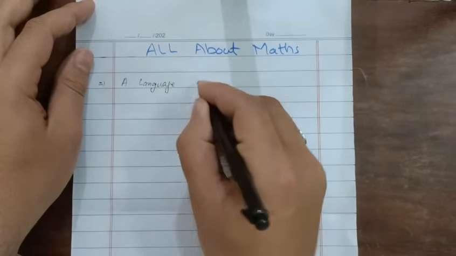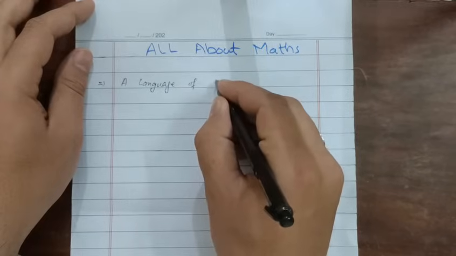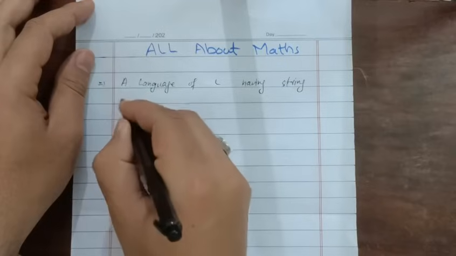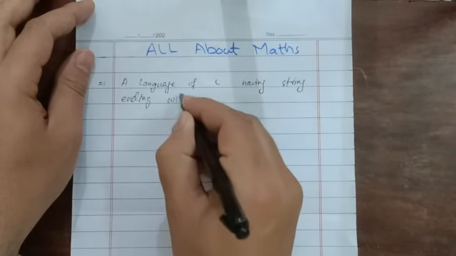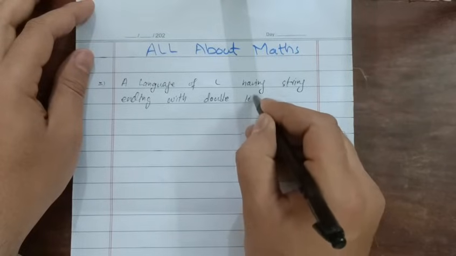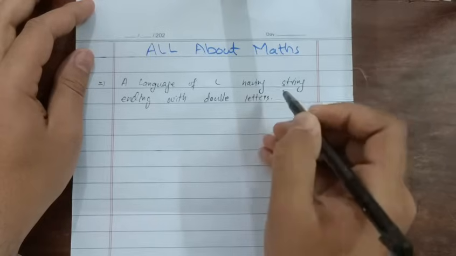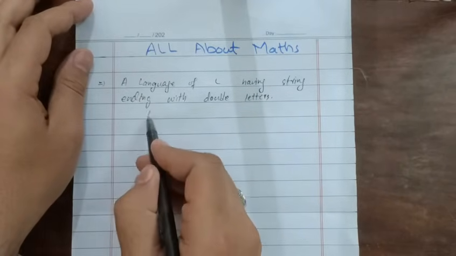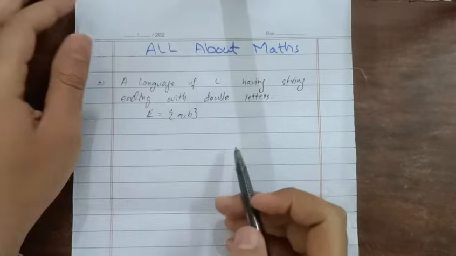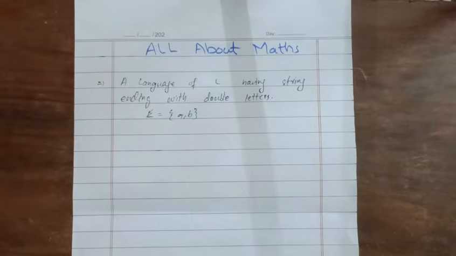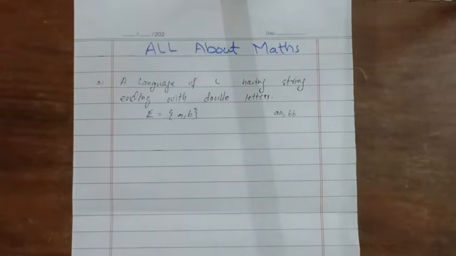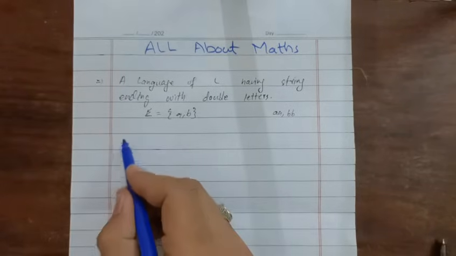A language L having strings ending with double letters, like here L is equal to the set, the language set, is A or B. We have to draw a regular expression for such strings having double A or double B at the end of the letters. Okay, so let me write a regular expression over here.